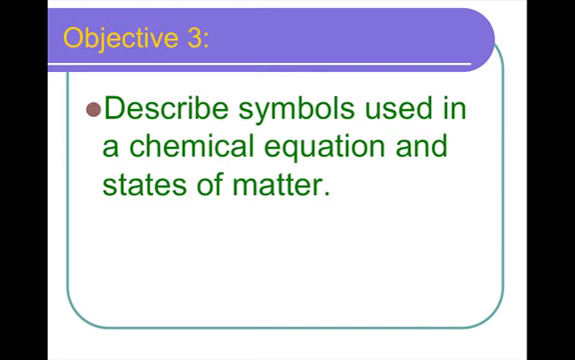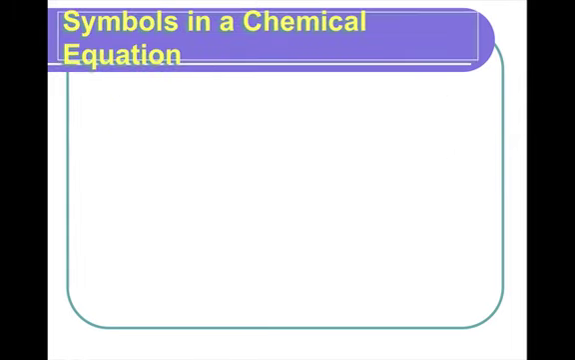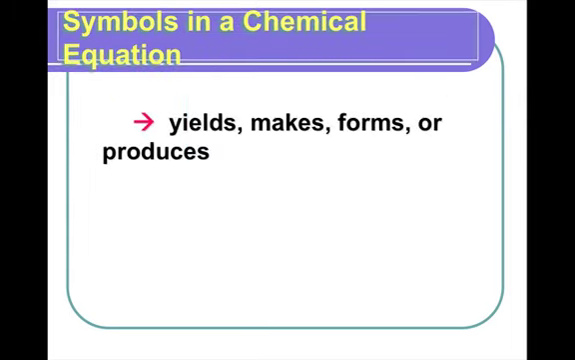Let's make sure you understand some of the symbols that we use when we write chemical equations. The arrow itself can be read as yields, makes, forms, or produces. It's kind of like the equal sign in an equation. S, or a downward arrow, means solid. The downward arrow is likely there because when a solid forms in a test tube, it will often sink to the bottom of the test tube because it's more dense than the liquid it's in.